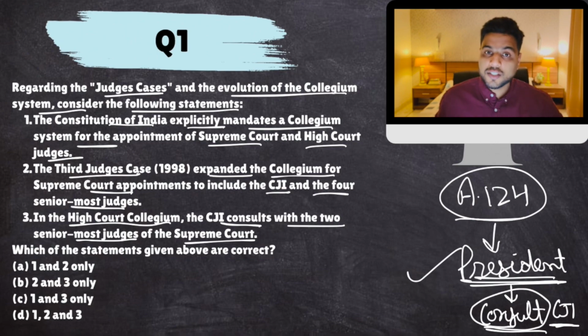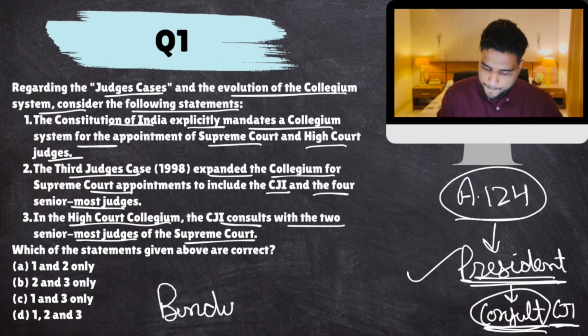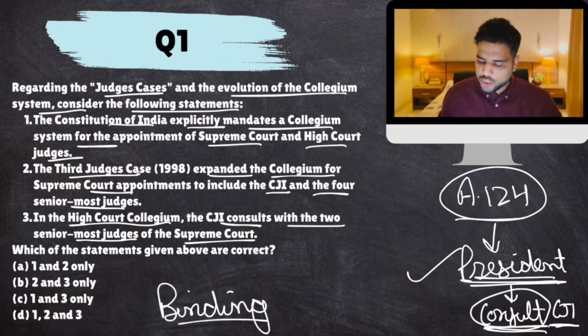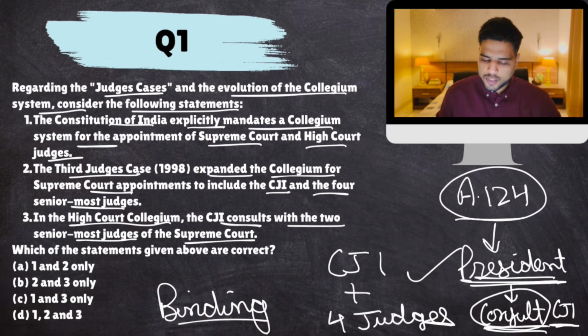In the third judge's case, well, in the second also, but in the third judge's case, it was clearly defined that this consultation is binding. And CJI, while giving his opinion, shall consult 4 senior-most judges of Supreme Court. This was made clear in the judges' cases, not the Constitution. So first statement is false. The third judge's case expanded the collegium for Supreme Court appointments to include CJI plus 4 senior-most judges.